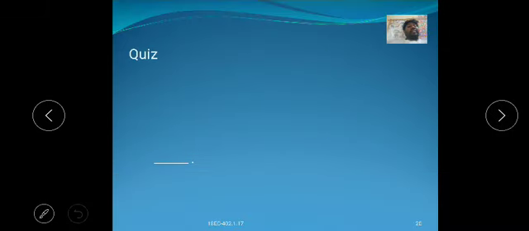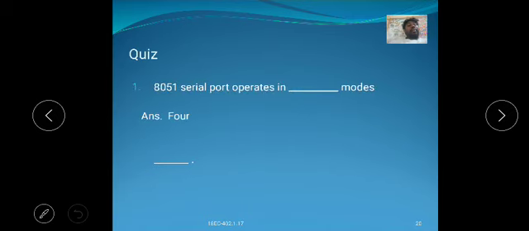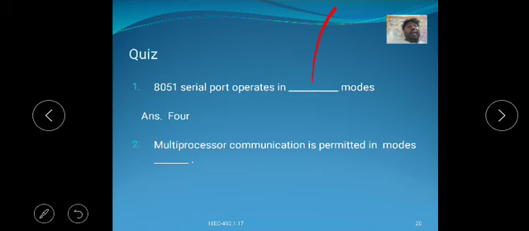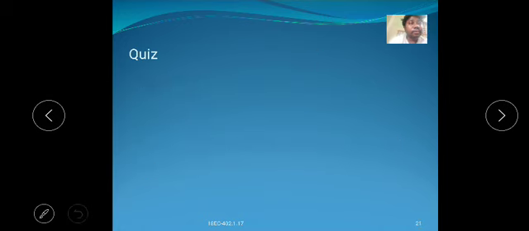Now we are discussing the quiz questions. The 8051 serial port operates in dash modes. Answer: 4 modes. Multiprocessor communication is permitted in dash modes. Answer: mode 2 and mode 3.